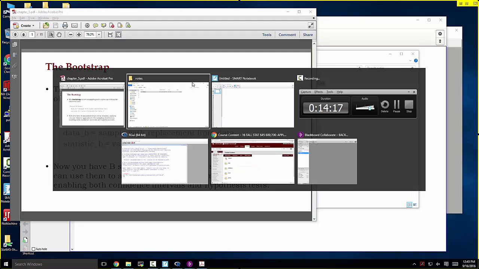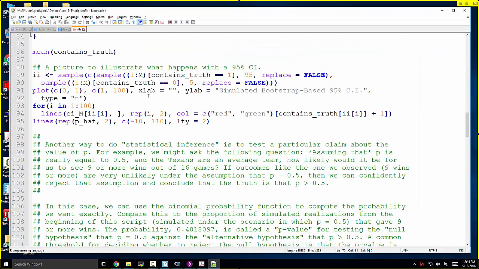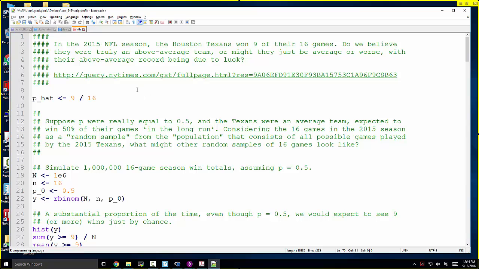Let me remember where we ended up last time. We have this script. We were looking at this data set, not a biostatistics data set, but sufficient for illustrating what we're doing, where we had the win-loss record for a football team over the course of a 16-game season. We observed 9 out of 16 wins. That's our observed data. We have 16 zeros and ones, and there's 9 ones, 7 zeros.